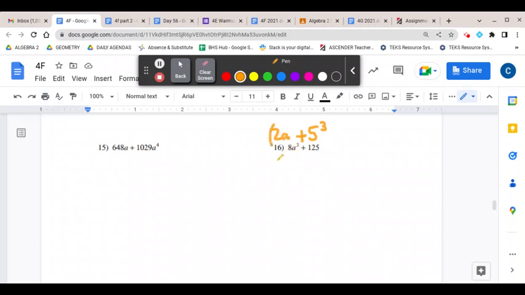So the 8a cubed is really 8 is 2 cubed, so we have 2 cubed a cubed plus 5 cubed. The 8a cubed breaks down to this, which breaks down even further as 2a cubed plus 5 cubed.